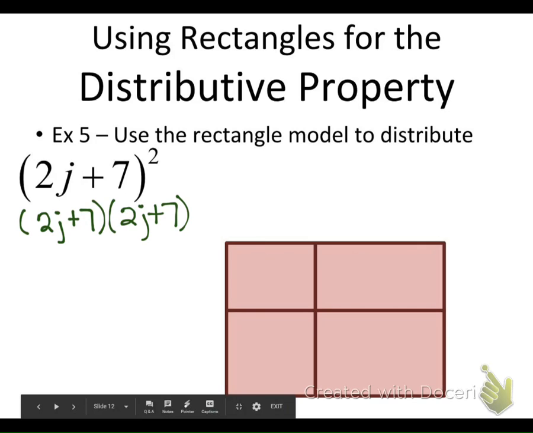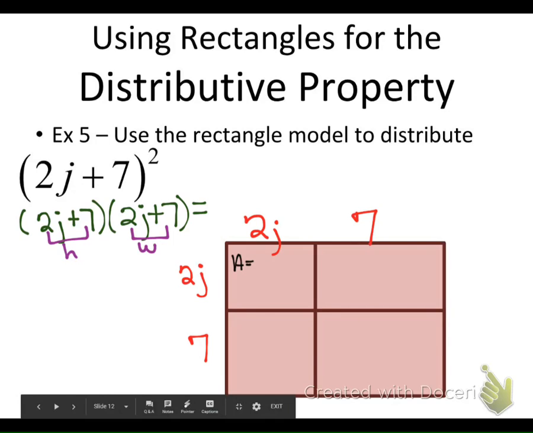That's all that means. So what she said is that the height is going to be 2j, and then the other height is going to be 7. Not my other height, my width. Okay, so listen. What's my height here? 2j. And what's my other height? 7. And then what's my width? 2j. And my other width? 7.